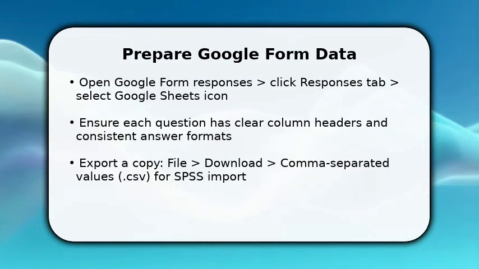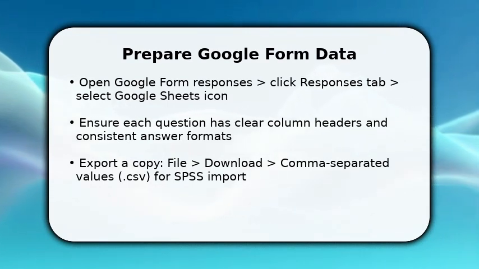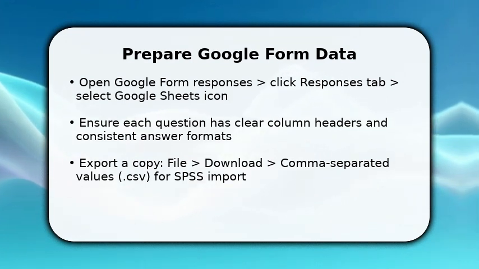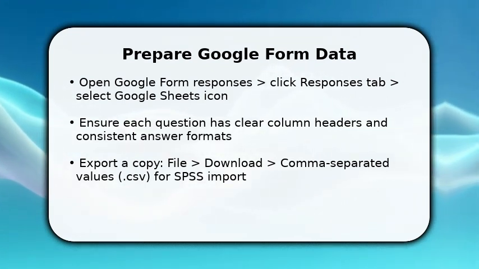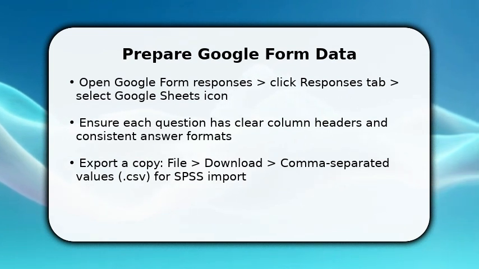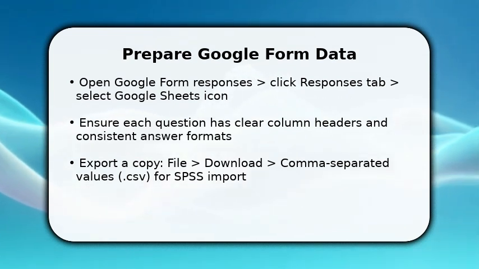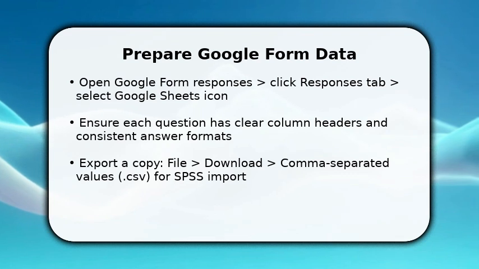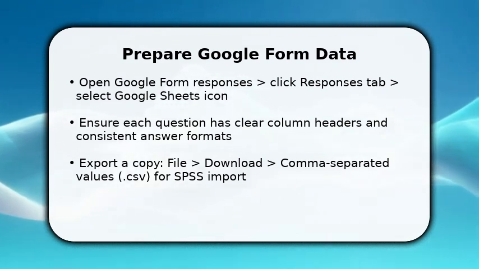You start by exporting responses to a sheet because SPSS reads structured tables best. Open responses, send to Google Sheets, then check headers. Make them short, unique, and consistent. Convert multi-selects into separate columns now, otherwise you'll parse text later. Once done, download as CSV so SPSS can ingest cleanly.